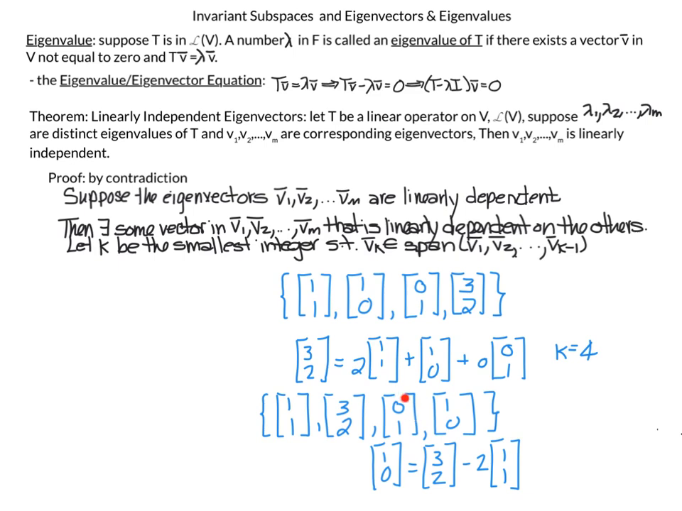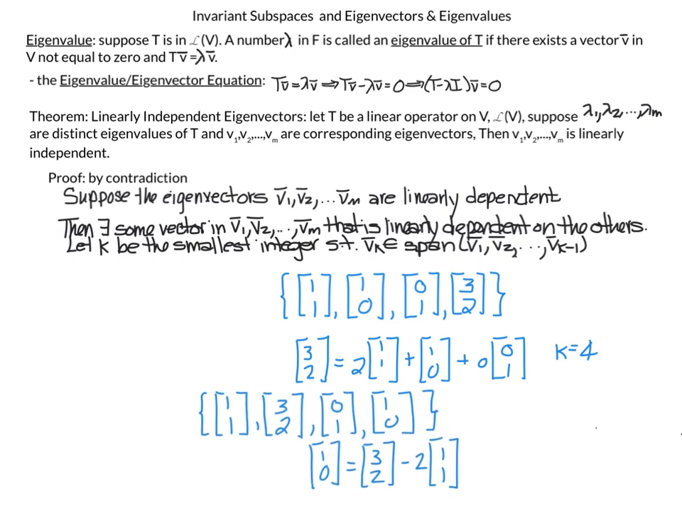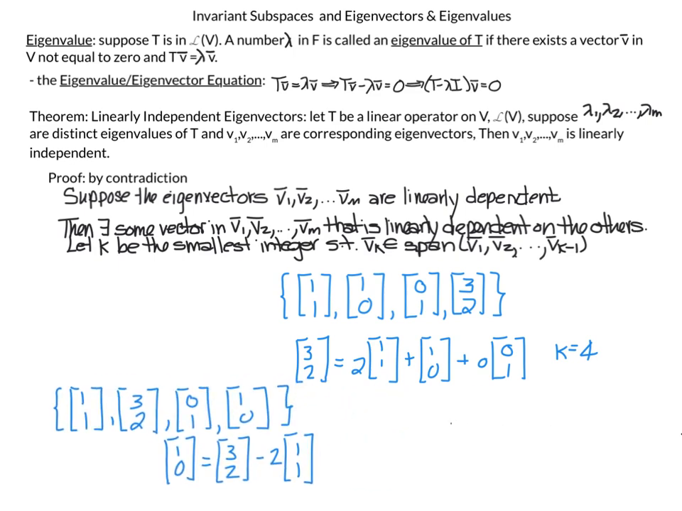And then, of course, you can add a 0 here. So k is still equal to 4 in this case. This vector is a linear combination of the 3 previous vectors. I'm going to move this case aside now when we rearranged these vectors.